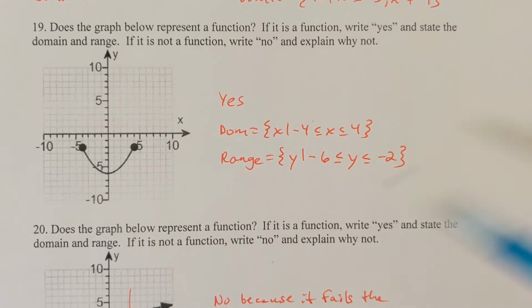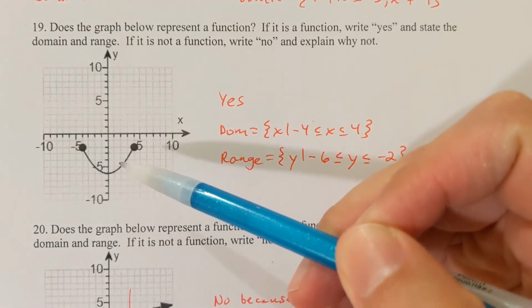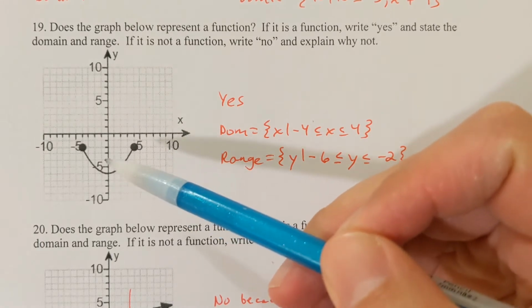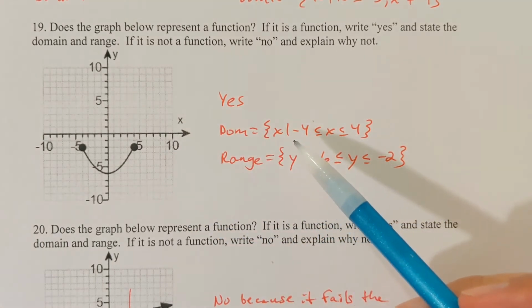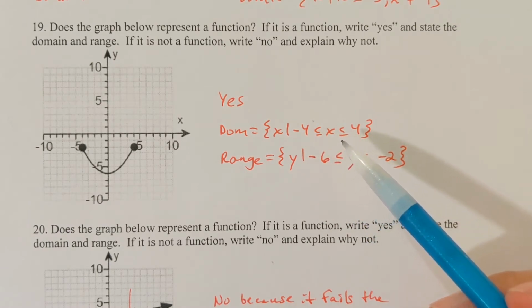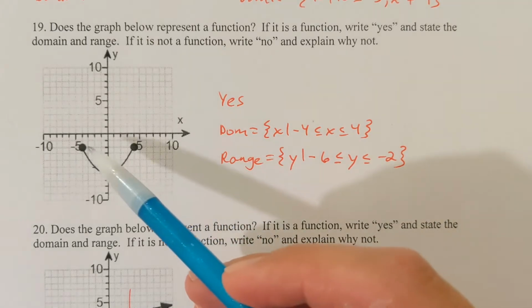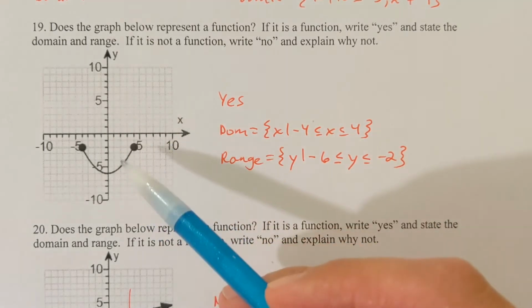So we can see that this is a function because it passes the vertical line test. Wherever I would draw a vertical line, it would pass the test. Yes. So the domain is the set of all x such that x is greater than or equal to -4 and less than or equal to 4. I can see from -4 to 4 on the graph.